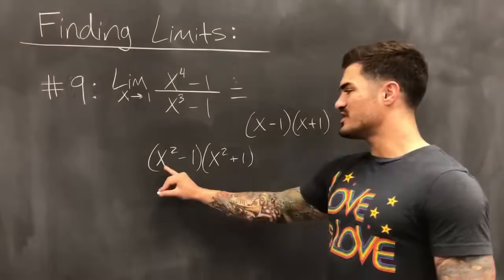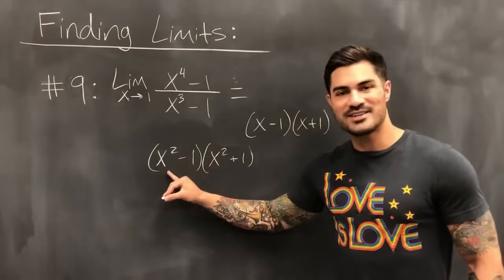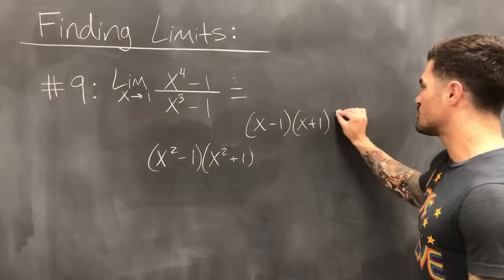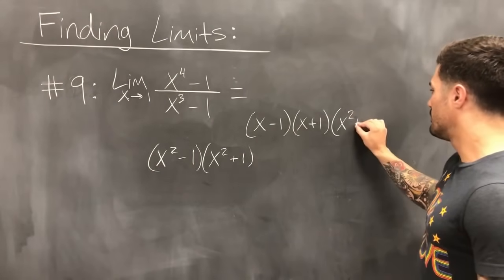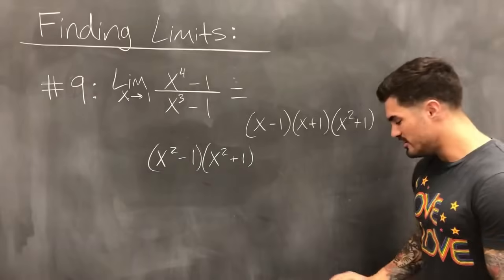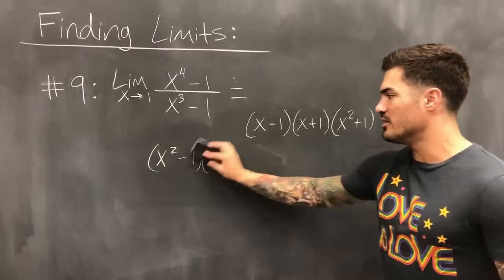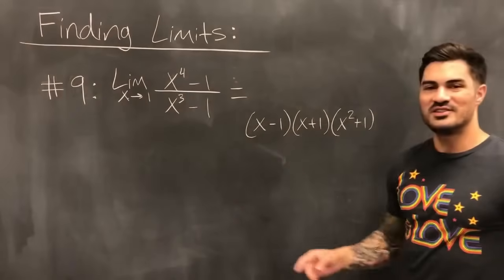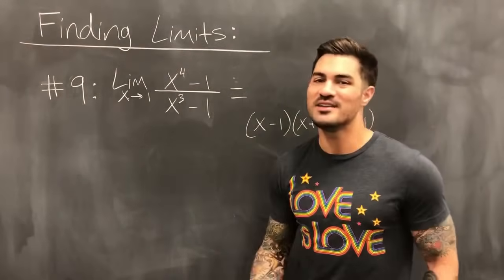And I got that from this x squared minus 1. My a is x and my b is 1 again, right? x minus 1, x plus 1, and I'm still left with this x squared plus 1. Okay? So that's all in the numerator. Now let's look at the denominator, because I don't see anything I can immediately cancel, so maybe I can factor the denominator somehow. Does it jump out at you yet?